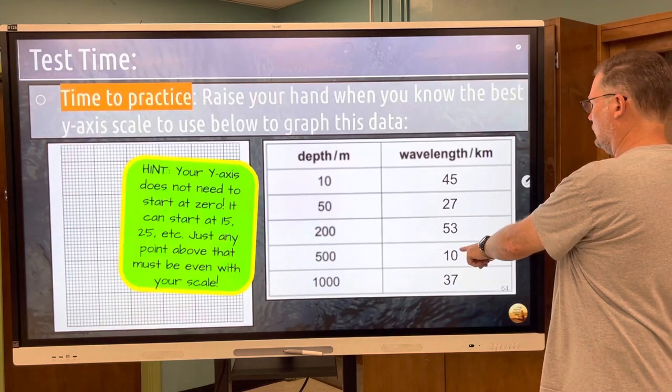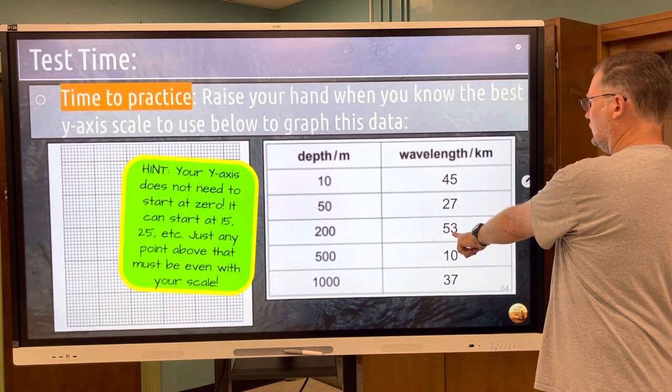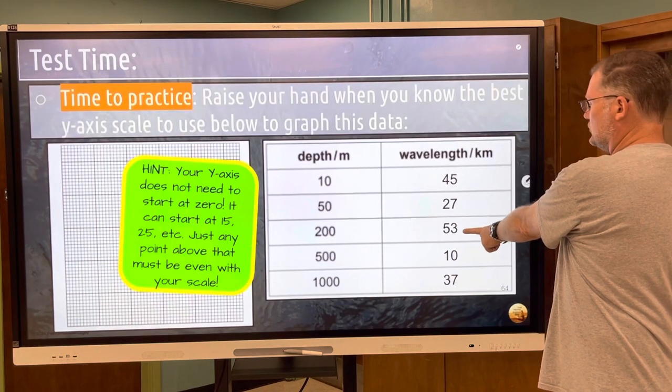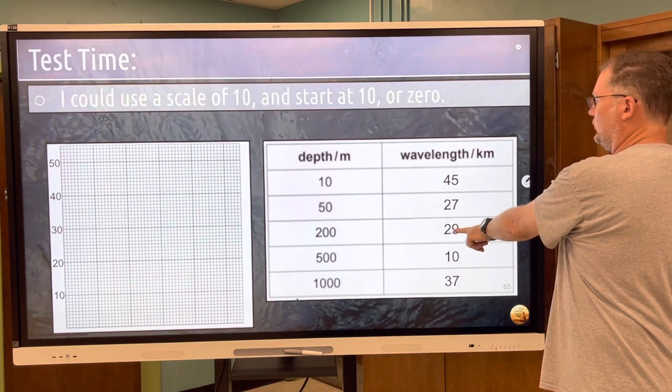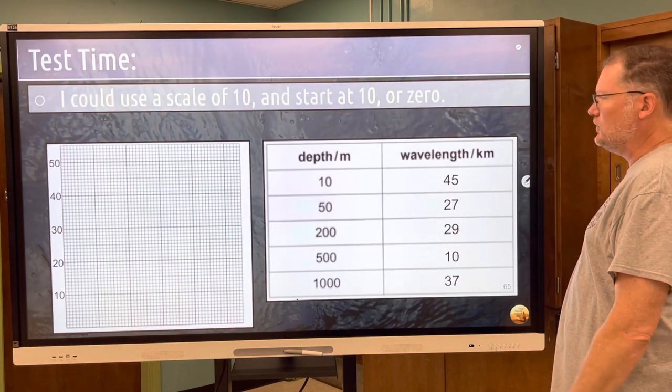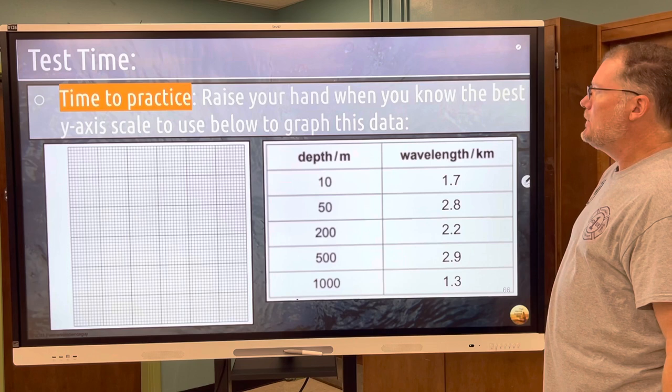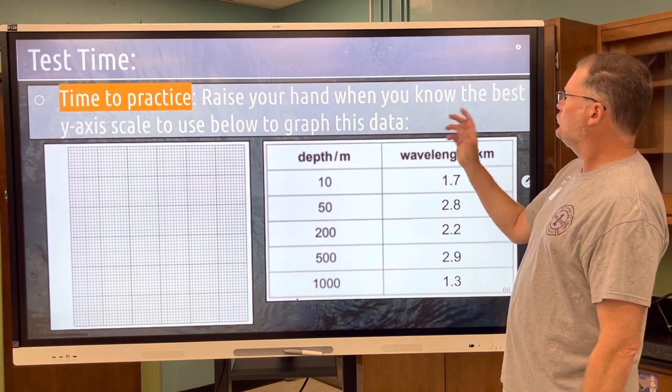Is that the same number? No, look at that. The number changed. That's weird, tricky. But anyway, that's supposed to be a 53. Okay, I just noticed that. All right, so this one, try this one.